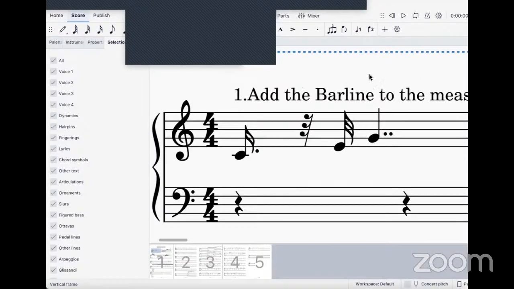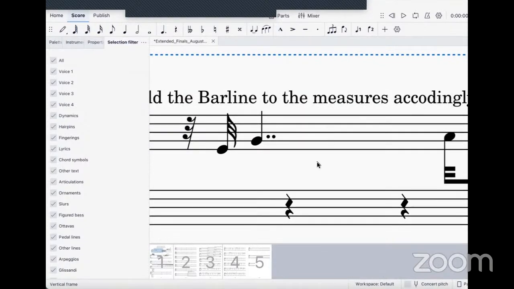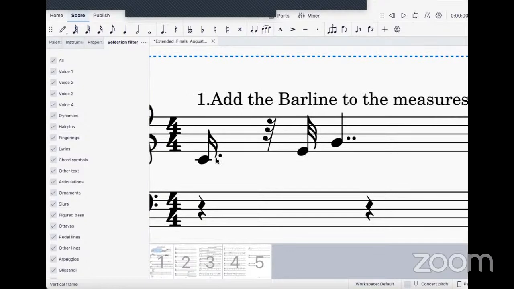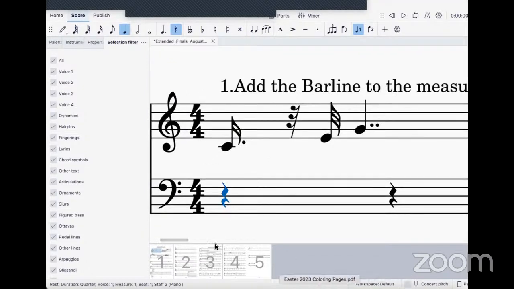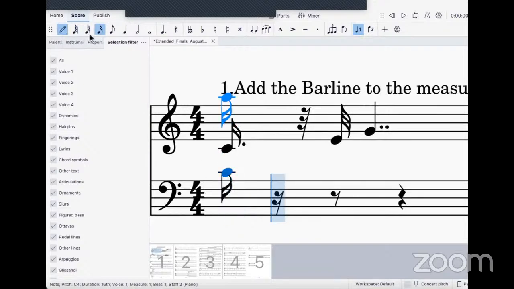Here is to add the bar line on the measures if it's necessary. On the software, it's easy because it will show when it's complete or incomplete. But let's see here. One dot at the 16th note. Okay, what's one dot at the 16th note? It is a 16th note plus its half. What's the half of the 16th note? It is the 32nd note.